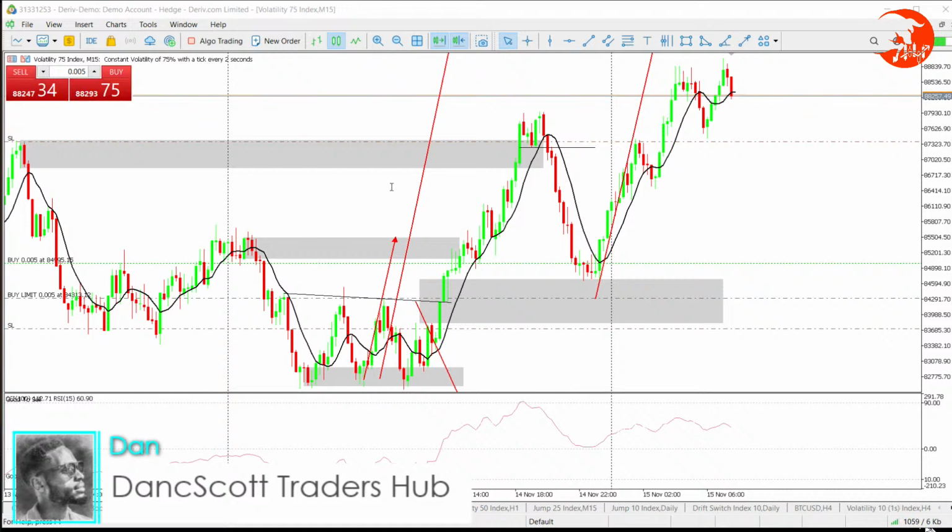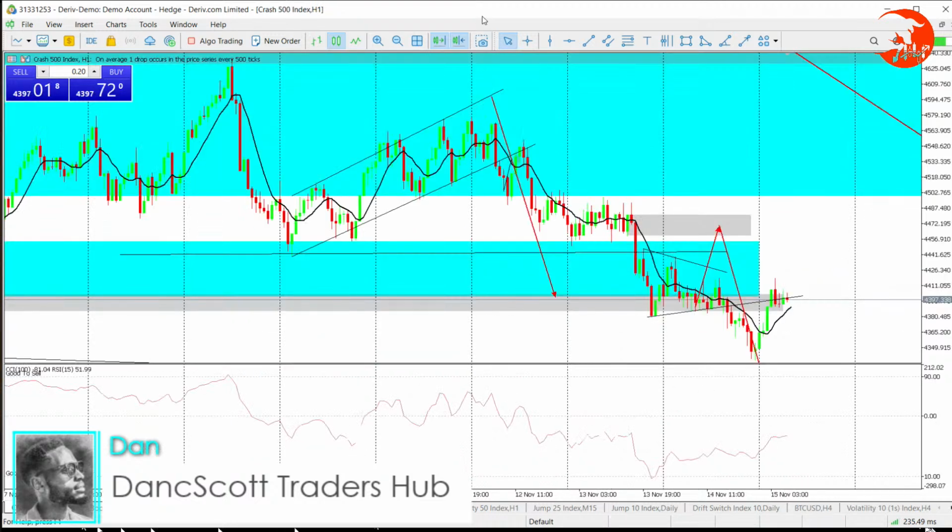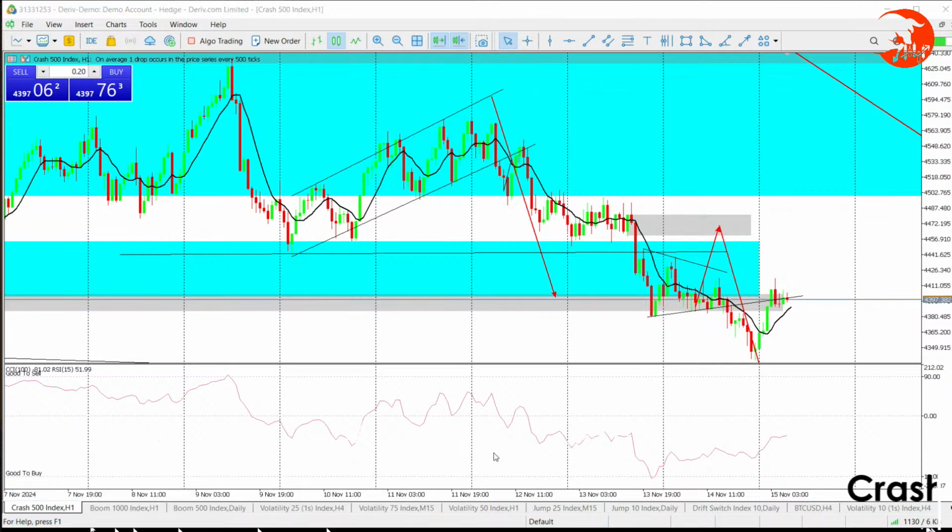We start with crash 500 and check out what happened and see if we missed or if you guys made money, because as I always told you, sometimes I just get busy and I don't make a follow-up on some of these trades. So we start with crash 500 and we look at what actually happened. Alright, so that's crash 500 there.